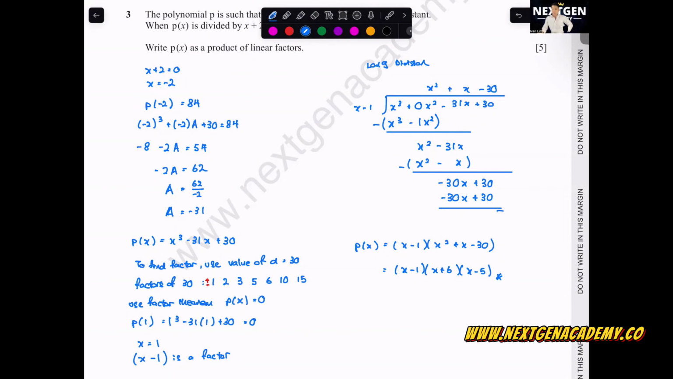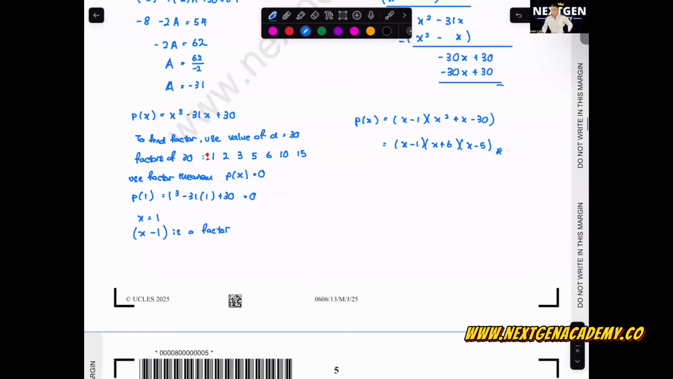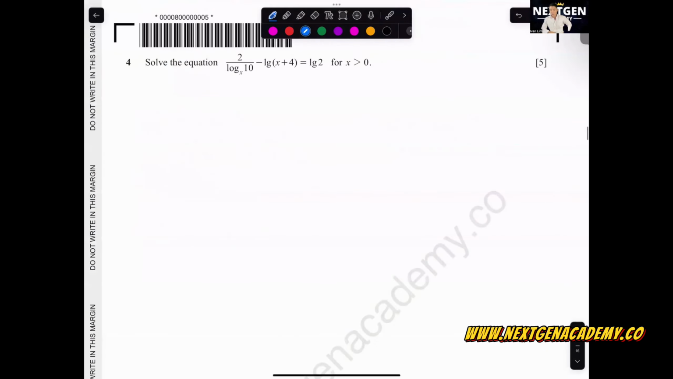Okay, let's go to number 4. Okay, number 4, this one I think it's a pretty easy one. Log. Okay, so solving of log. This one all don't need calculator, right? Okay, solving of log, this one, 2 log_x 10 minus log x plus 4 equals to 2.